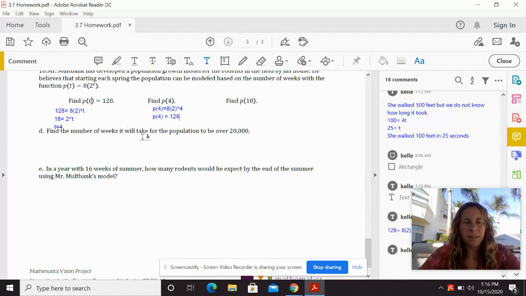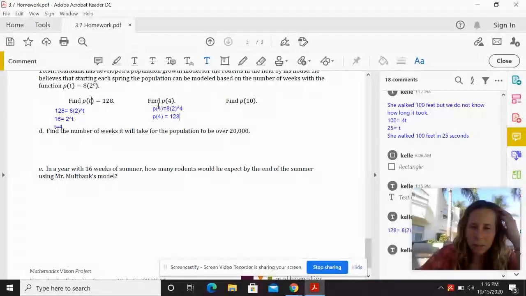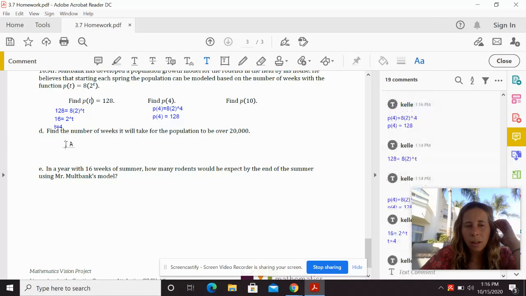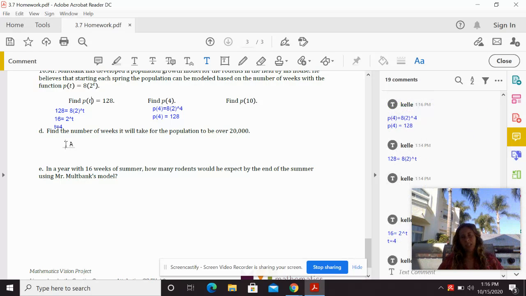We just did the opposite of that. That's fine. Okay, and then P of 10, you would substitute 10 in for T. So same idea. Find the number of weeks it will take for the population to be over 20,000. So you're not going to get an exact answer for this.